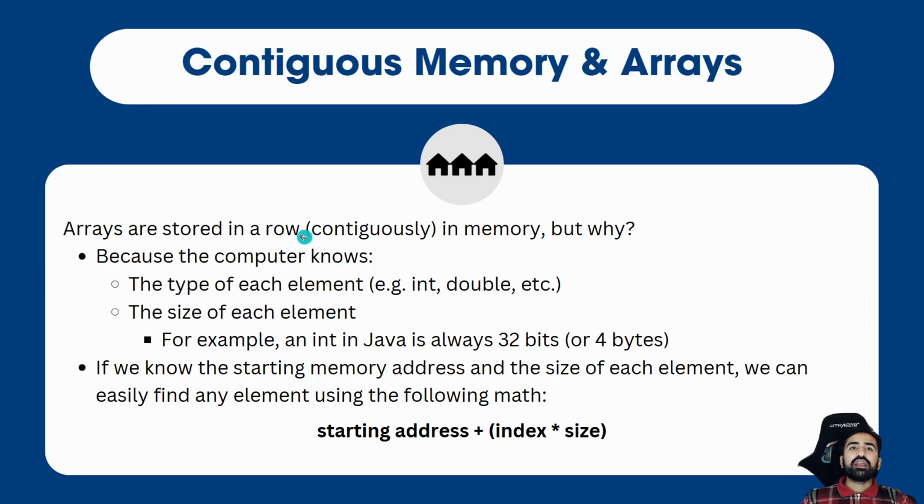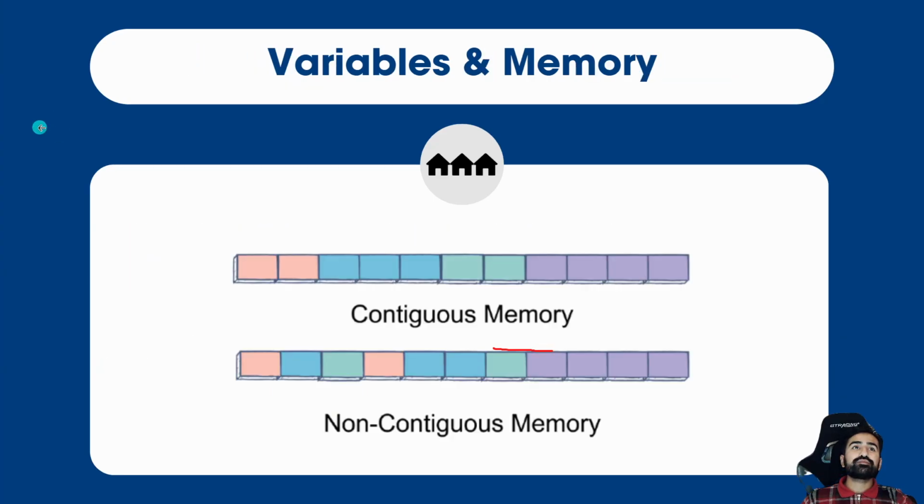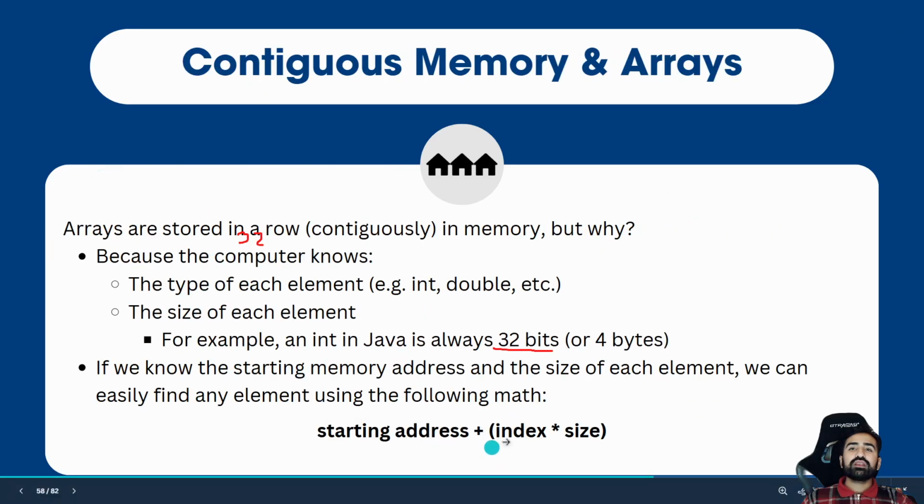So arrays are stored in a row, or contiguously. But why? Because the computer knows the type of each element, so it knows the size of each element. In the example of an integer, it's 32 bits. So using this math, you can actually calculate where the next location will be. If we go back here, if we know that this block of memory is 32 bits, then I know where the next block is going to be by using this formula. It says starting address plus index times size.